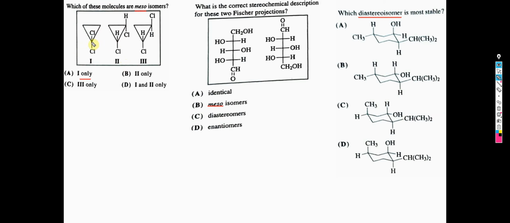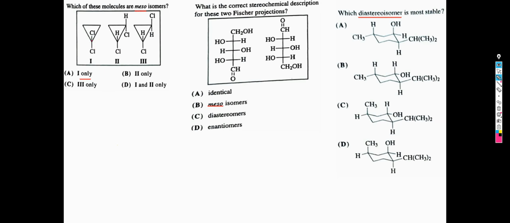So this one is not a meso structure. It doesn't even have a chirality center. As you know, a meso structure is something that has chirality centers, but because of the mirror symmetry in the molecule, the molecule is rendered optically inactive.